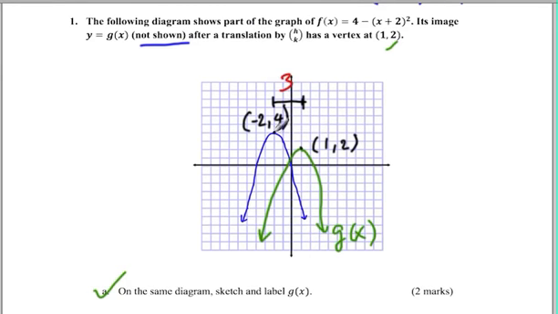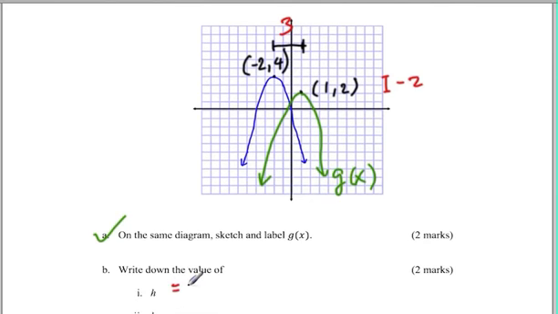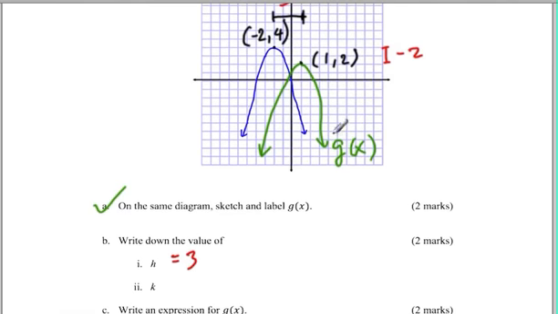Now, how much do I have to move it from this point down there? In other words, how much do I have to move it down from 4 to 2? Basically, I have to move it 2 down. So the value of h is simply equal to 3 because I moved it 3 to the right, and the value of k is simply negative 2 because I had to move it 2 down.